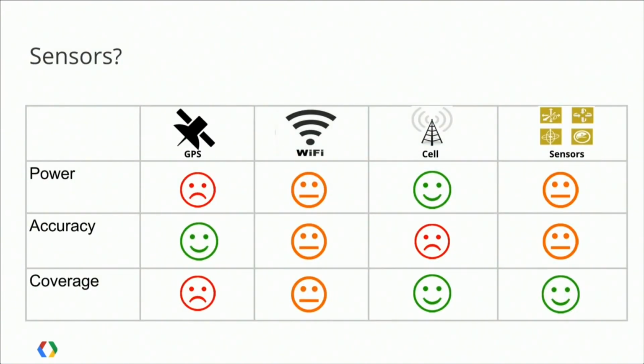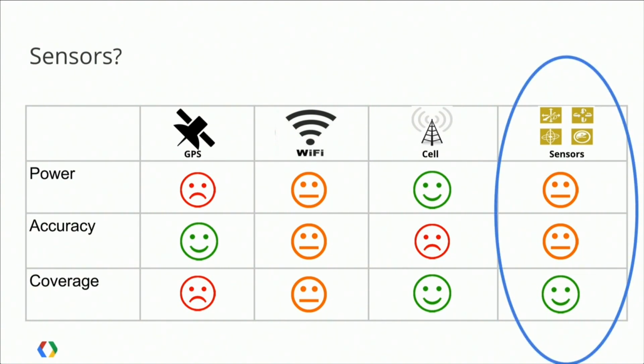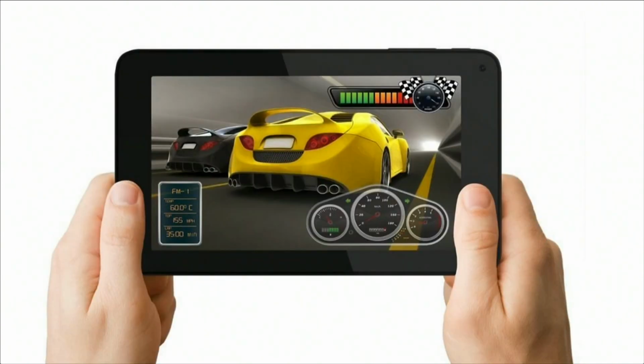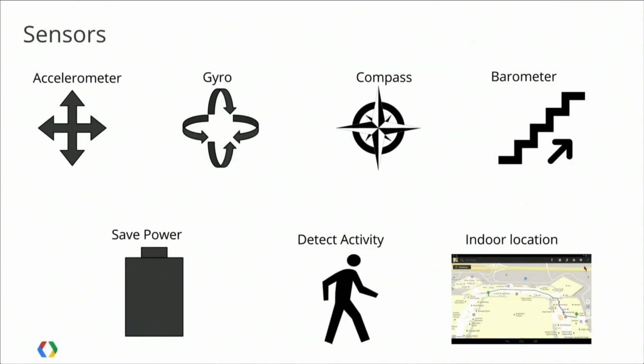So I said that there was a couple of different technological changes. There's one particular one that I wanted to highlight, and that is the increasing importance of sensors. This last column here on the right. And they're kind of the new kid on the block as far as location's concerned. And I think some of you might be thinking, well, sensors, great. They're for games, right? But the thing is that sensors are actually amazingly powerful.